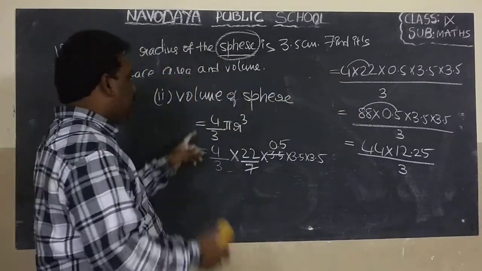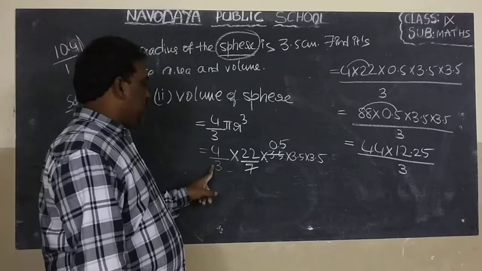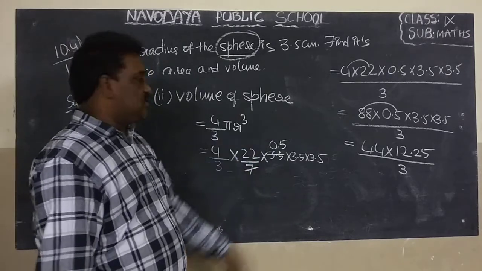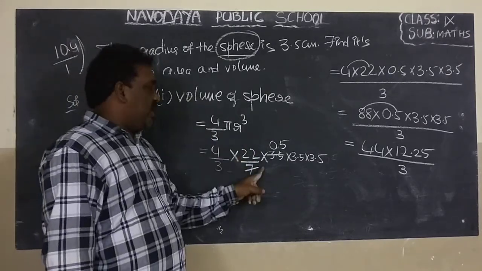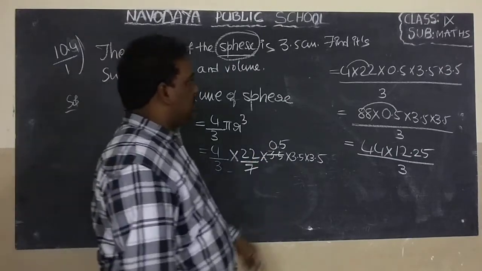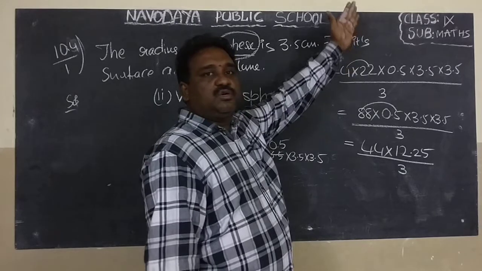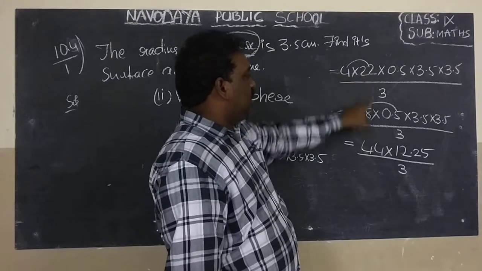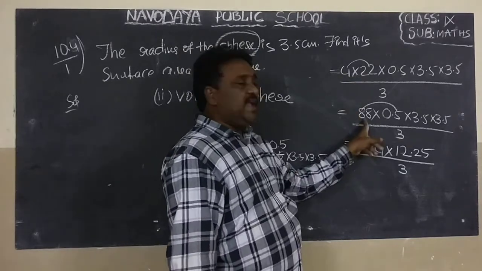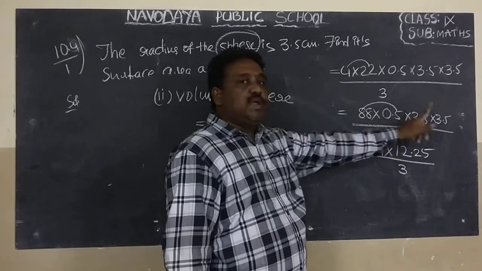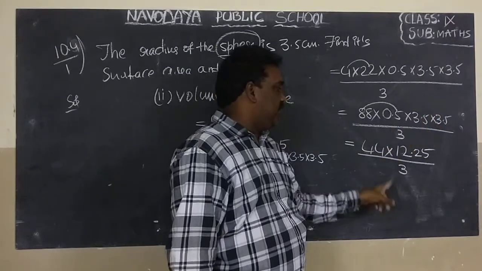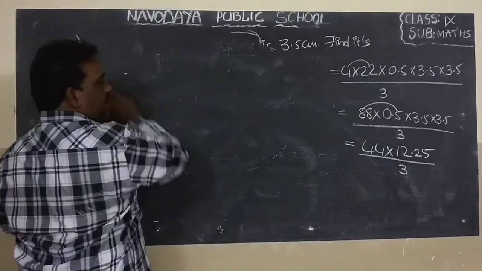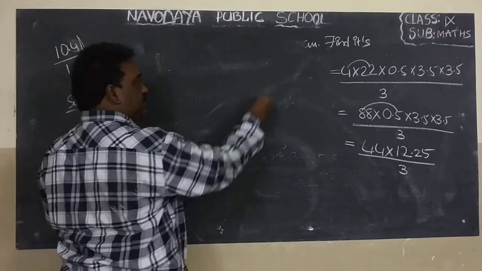So volume of the sphere 4 by 3 pi r cube, 4 by 3 into pi value 22 by 7 into 3.5 into 3.5 into 3.5. 7 cancel, 3.5 cancel, 0.5 times. What is left? 4 into 22 into 0.5 into 3.5 into 3.5 by 3. 4 into 22, 88, remaining same. 88 into 0.5, 44. 3.5 into 3.5, 12.25 by 3. Then multiply 12.25 with 44.